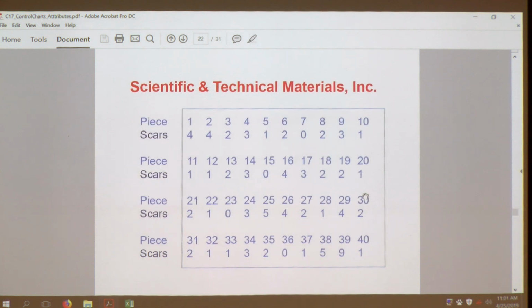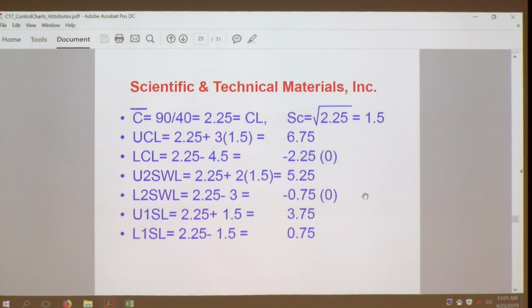So this is the first piece. You have 4 scars. Second piece, you have 4 scars. And then in total, you have 40 pieces, and you see all the scars in each piece. Now we need to monitor those scars so that we can see whether they are out of control or in control. First, we need to count how many scars in total.